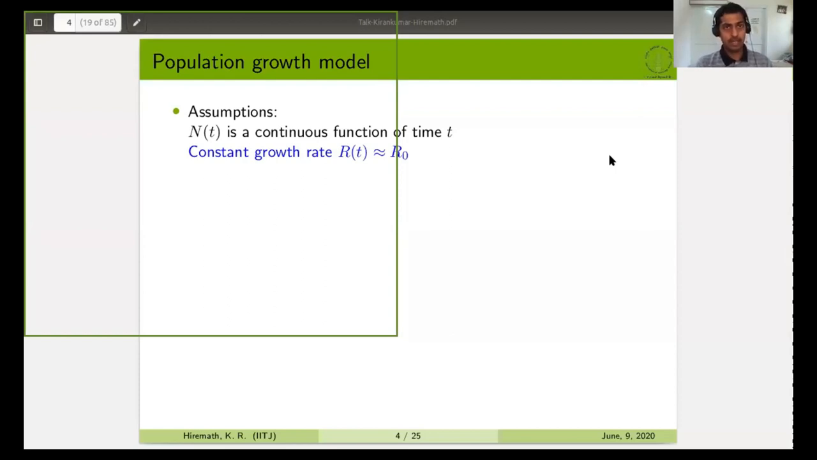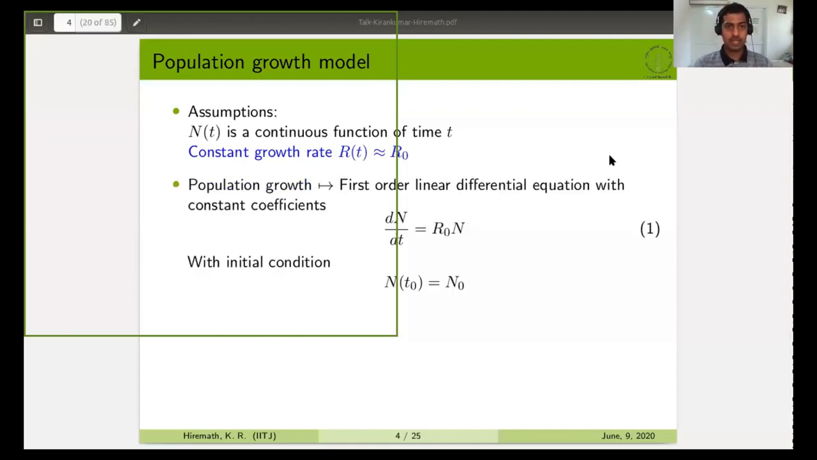And I want you to keep this in mind and see what is the consequence of this assumption that the growth rate is constant. So as a result, we get the population growth model, which is a first order linear differential equation with constant coefficient: dN/dt = r0 N. You have seen these kinds of equations. The same equation is for radioactive decay, dN/dt = lambda N, right?